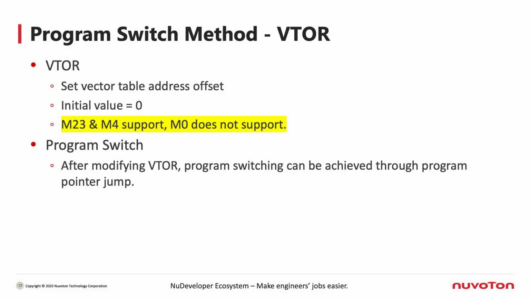Next, let's talk about the fourth program switching method, vector table offset. VTOR is used to specify the location of the vector table. Its initial value is 0, so the program always starts from address 0 when powered on. M23 and M4 support modifying the interrupt vector offset, while M0 does not. After modifying VTOR, program switching can be achieved through program pointer jump.